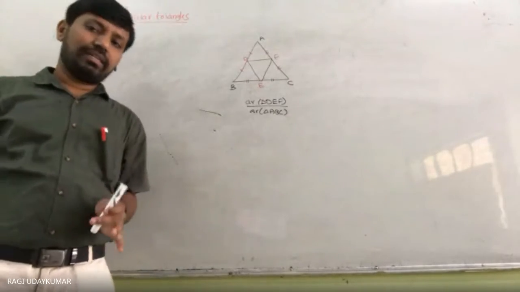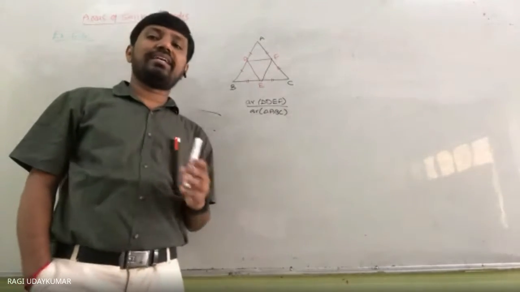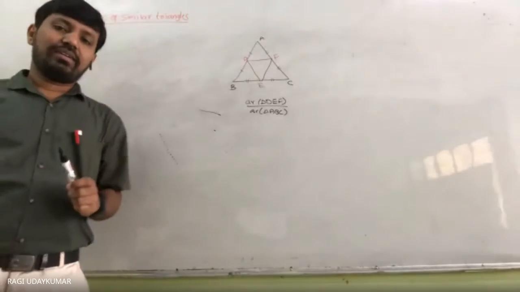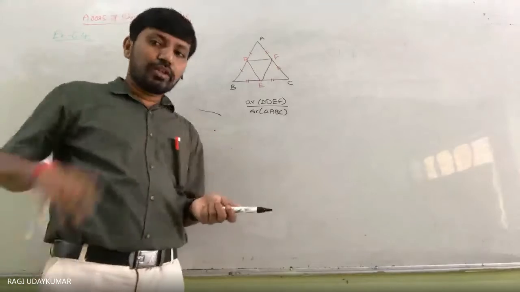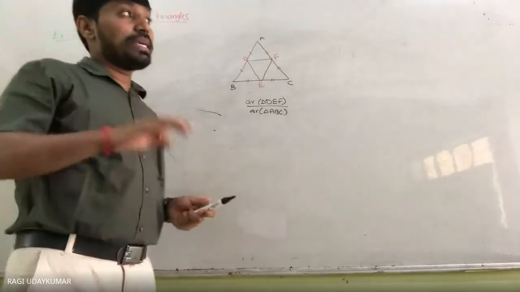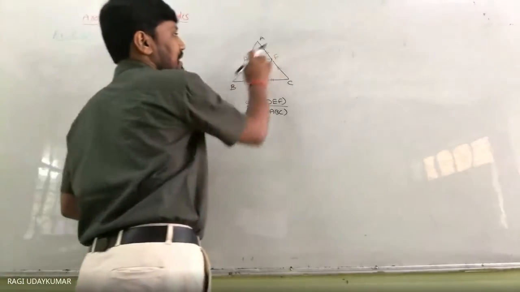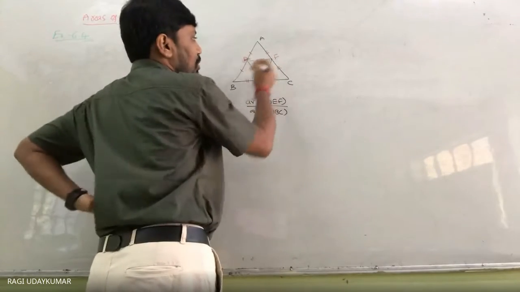Because we are dealing with similar triangles, the areas of similar triangles topic. So can we prove that these two triangles are similar? You should think like that. Okay, now what is given? Both of these are midpoints.